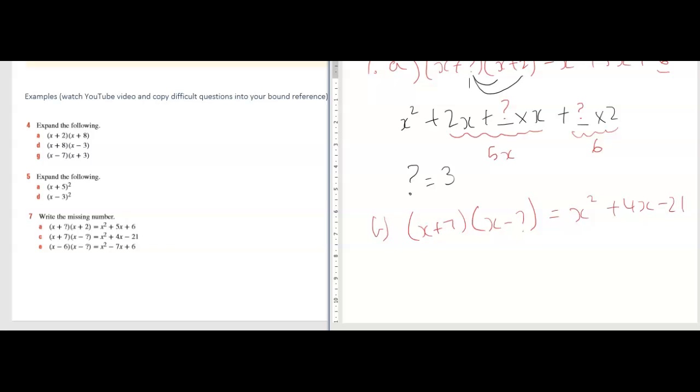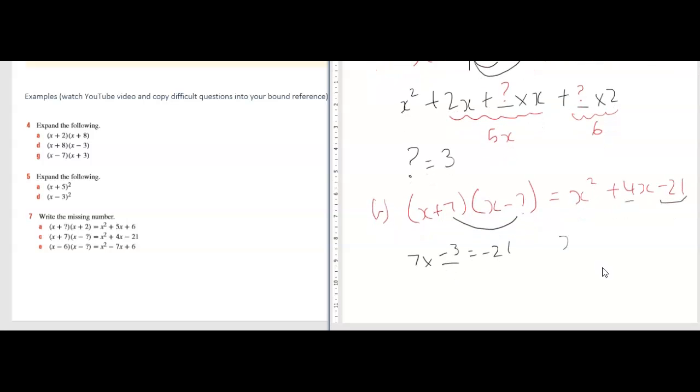All right, so this time you don't really have to look at both the 4x and the negative 21. We can just focus on this negative 21, because we know when we multiply these two numbers, we have to get 21. So 7 times what is equal to negative 21? 7 times negative 3 is equal to negative 21. And if you wanted to test it out, you could put negative 3 in there, and when you do, you'll notice you get 4x in the middle. So your unknown is negative 3.